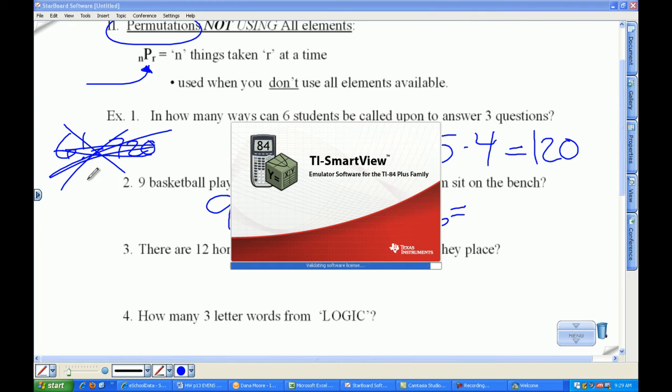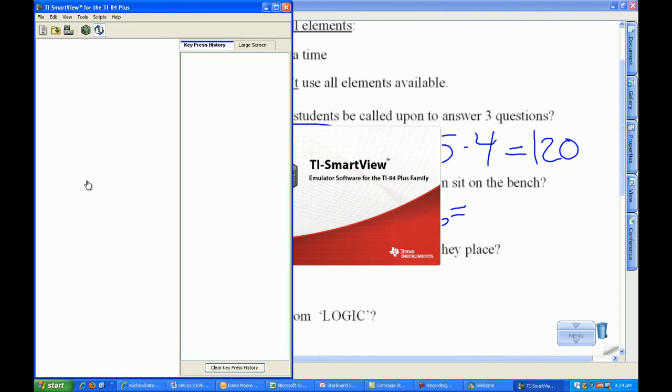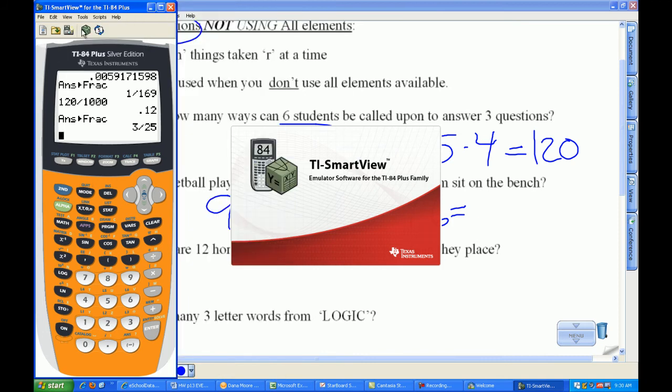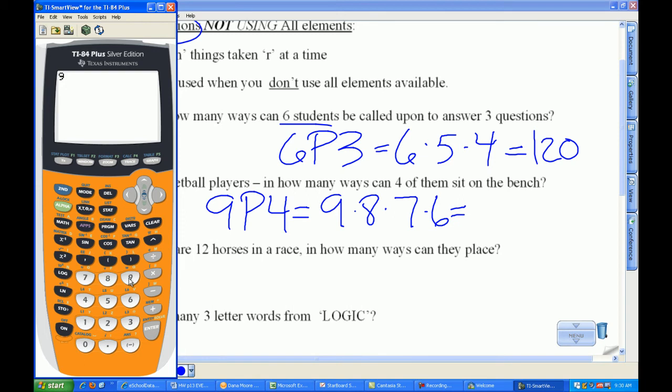We want to do 9 pick 6 on the calculator, which is 9 times 8. I'm sorry, 9 pick 4. 9 pick 4, which is 9 times 8 times 7 times 6. So we want to get rid of some of this so it's not so big. Here's what we're going to do. Put a 9 on there.